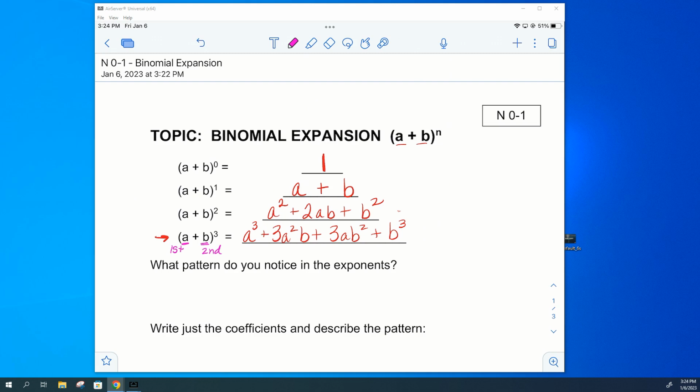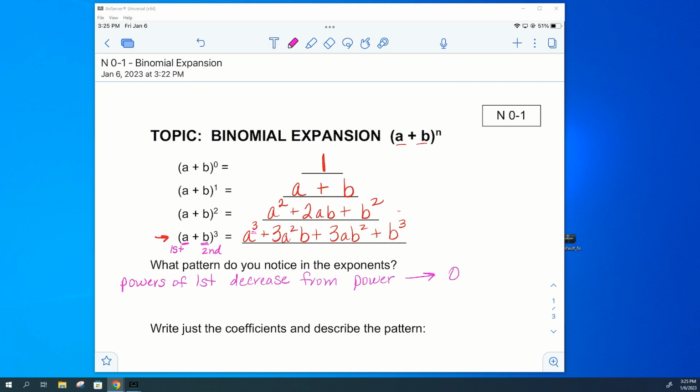Well, the exponents on the A's, they start with 3, they go 3, 2, 1, and 0. So the powers of the first decrease from the power down to 0.